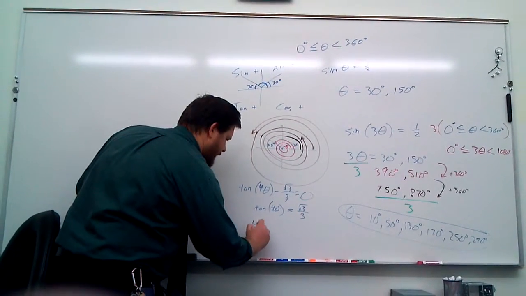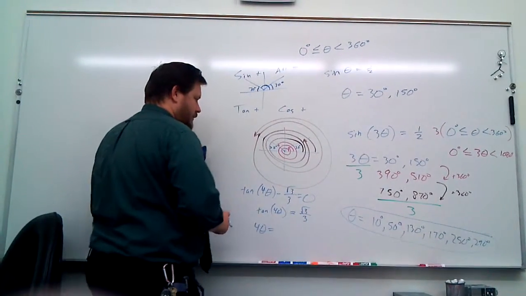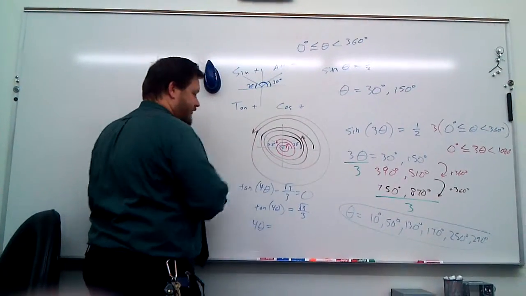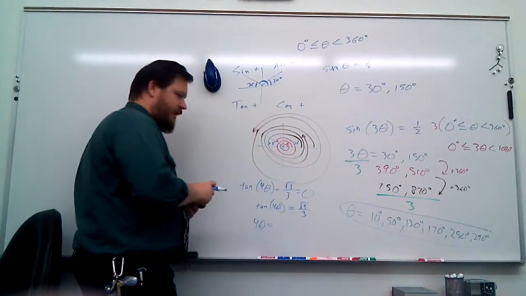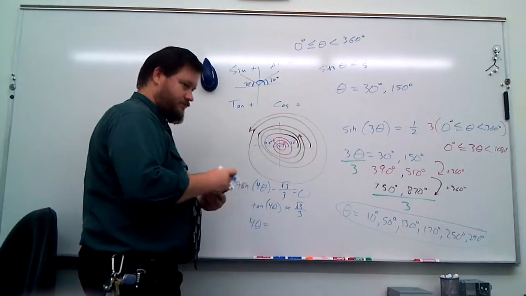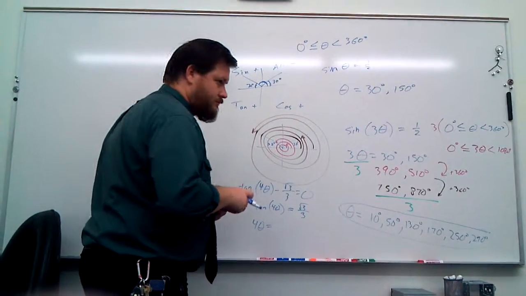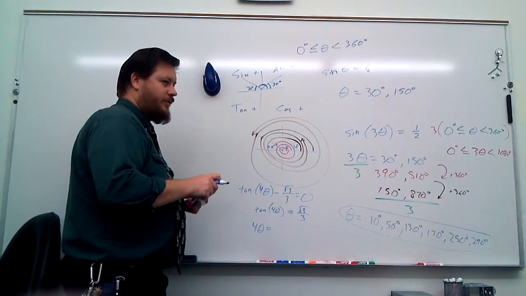Let's get started on this one. What reference angle has a tangent of radical 3 over 3? 30 or 60.